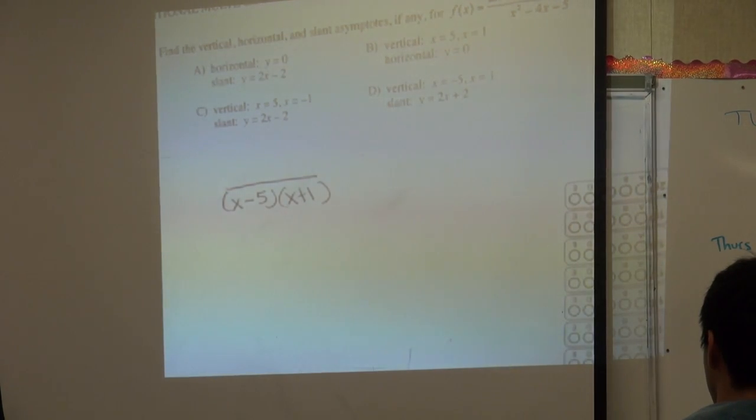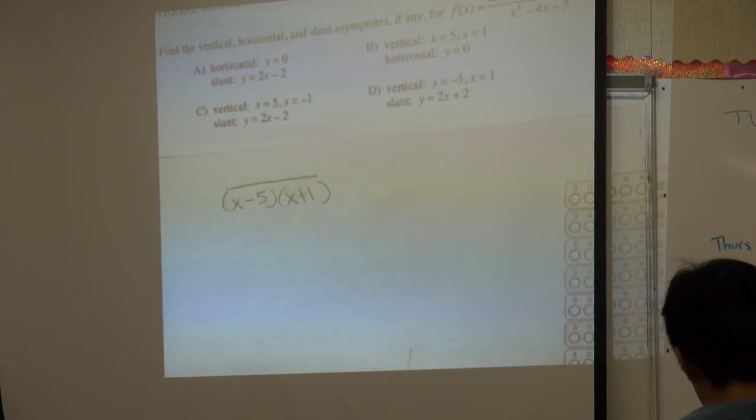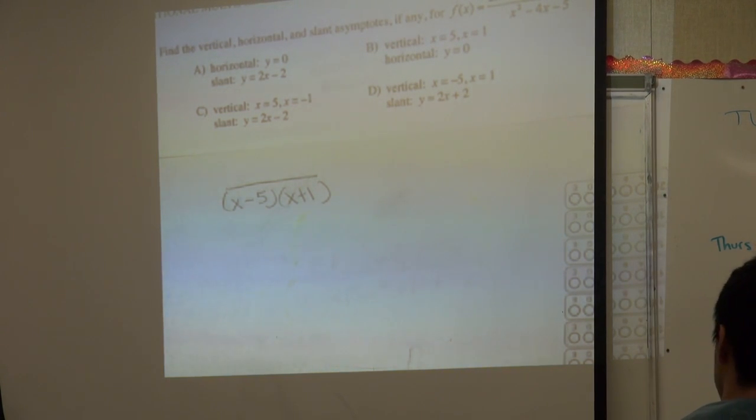Henry just showed you what not to do on the day of your test. Stay focused. And so now the question is, Henry, is there a vertical asymptote at 5 or -5? 5. So the correct answer to this problem is C. It doesn't even matter what the slant asymptote is, because we already found the right answer.